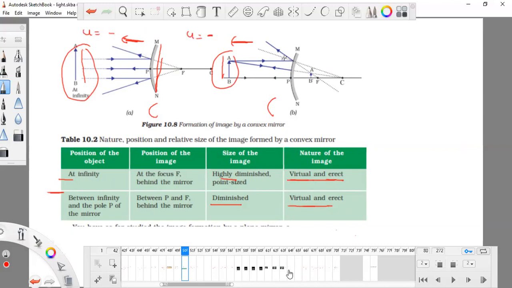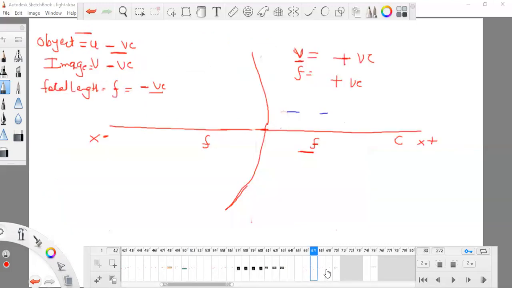My criterion for deciding whether anything will be positive or negative, either for a concave mirror or a convex mirror, is the side of this mirror. This side is considered as left, and this side is considered as right. This mirror is my criterion. So let's study the mirror formula.